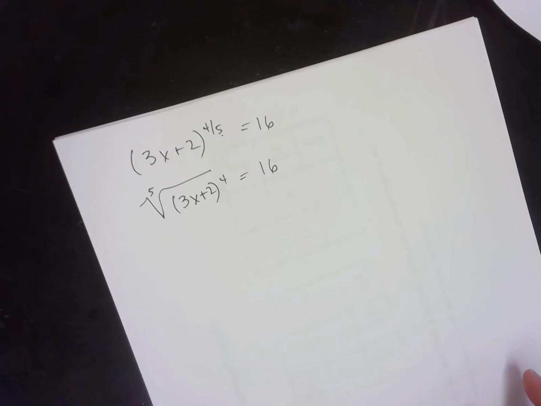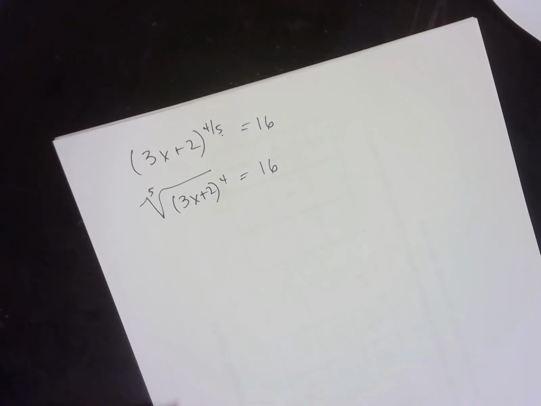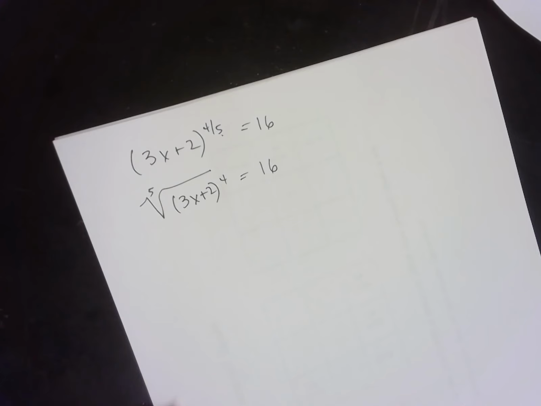I could also use this as is. So if I look at this particular thing, then that means I have this raised to the 4/5 power. So I want to get that x out of there. And so what I really want is my power to be 1 on that whole piece, the 3x + 2. And so if I multiply 4/5 by 5/4, then my exponent would be 1.